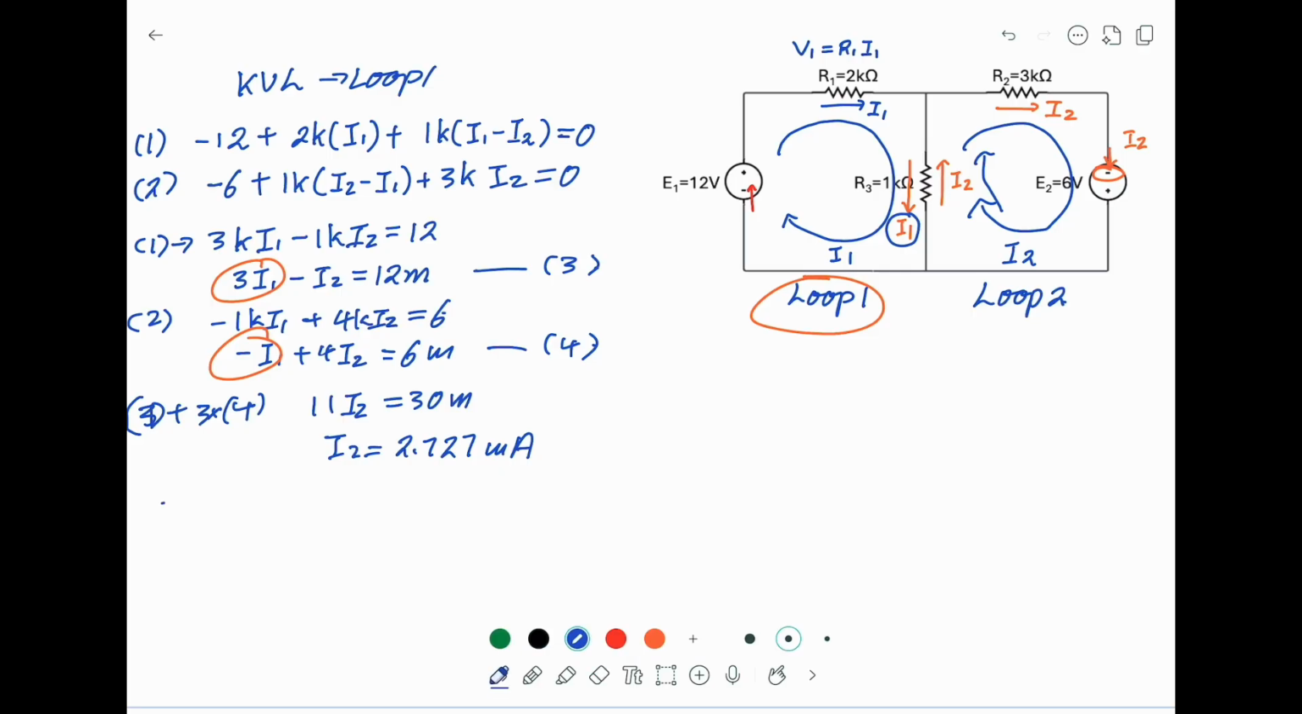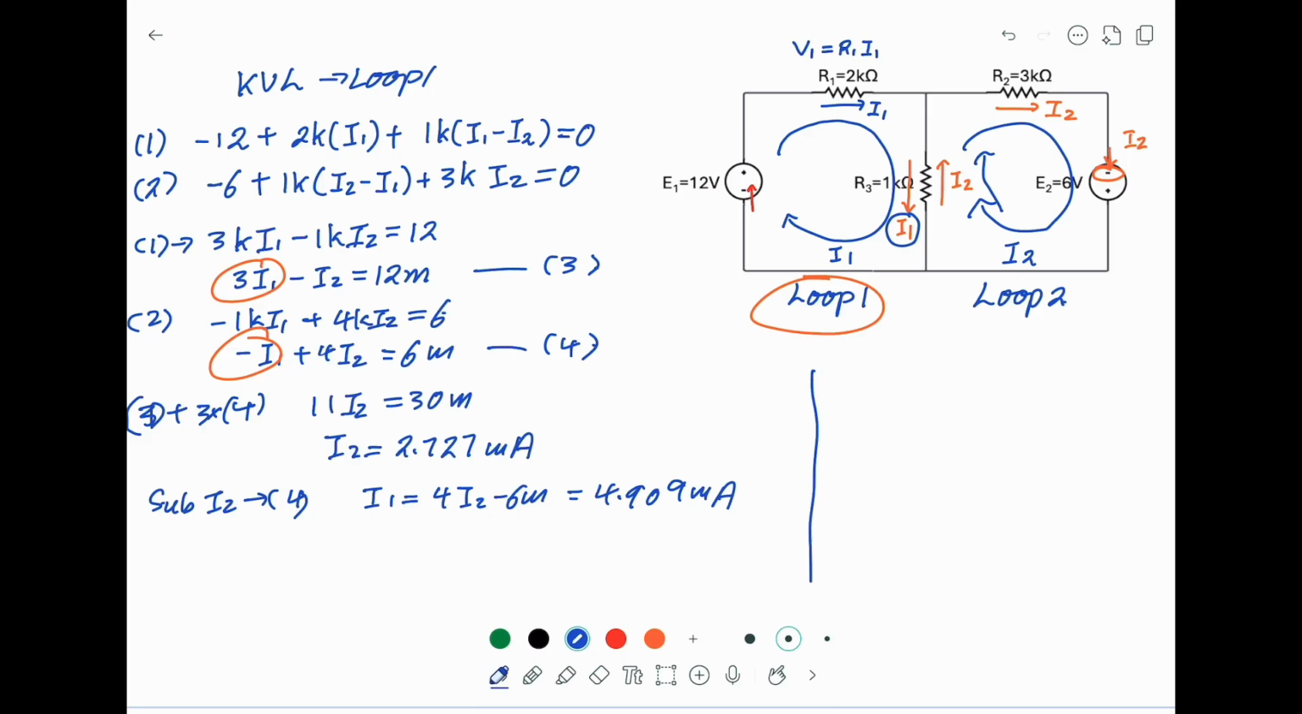Now I substitute I2 back into, say, equation 4. So you will get I1 equal to 4 I2 minus 6m, and you will get I1 equal to 4.909 milliamp. Now, the next question I want to answer is, what is the physical current passing through R3?